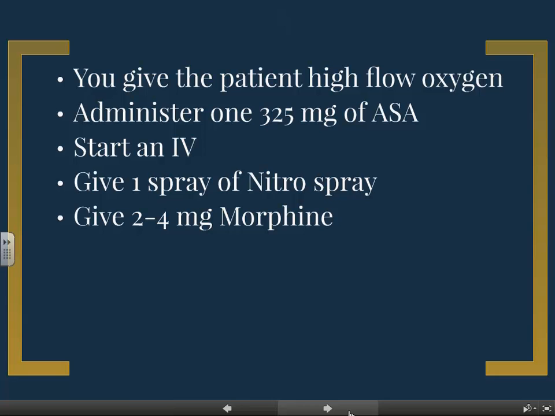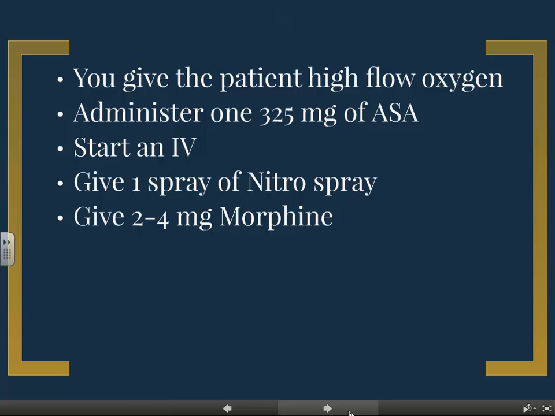Just taking it a step back to EMT days, your dosage of nitro: 0.4. Alright, 0.4 per dose. How do you administer it? Sublingually every 3 to 5 minutes, up to 3 doses. That's all y'all had to say. Watching what? Blood pressure. Keeping systolic 90 or greater.